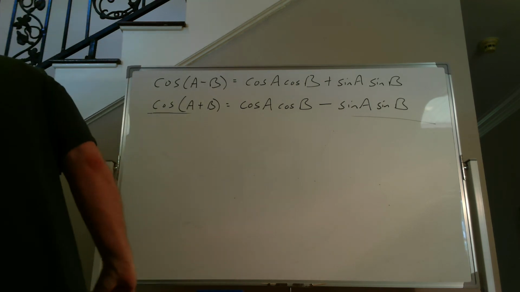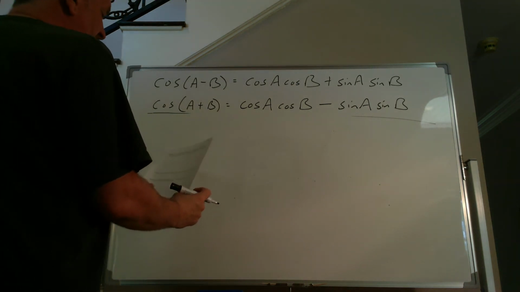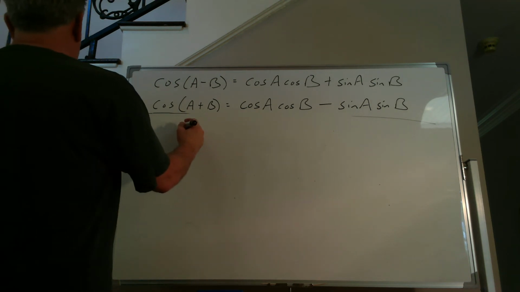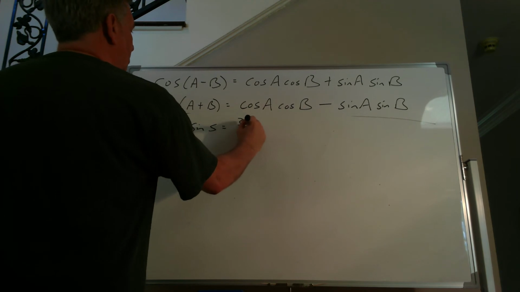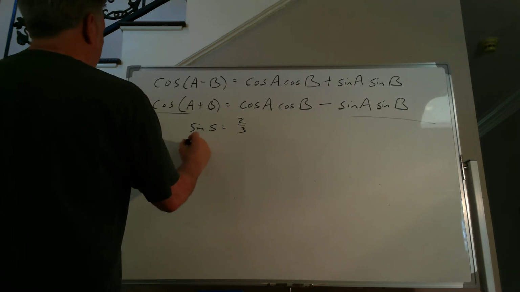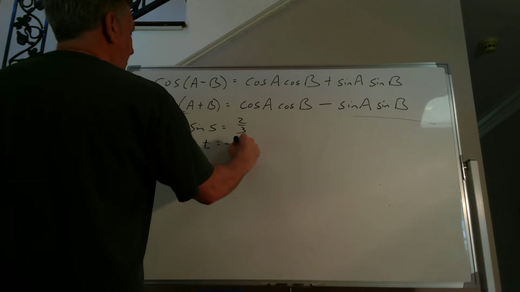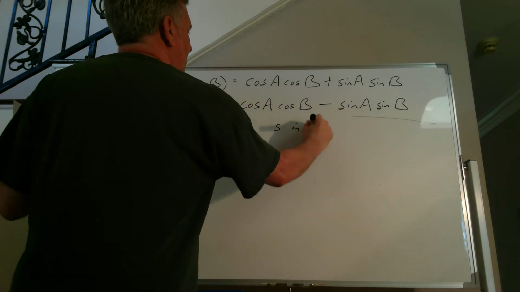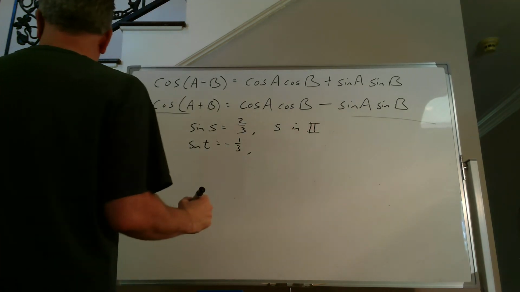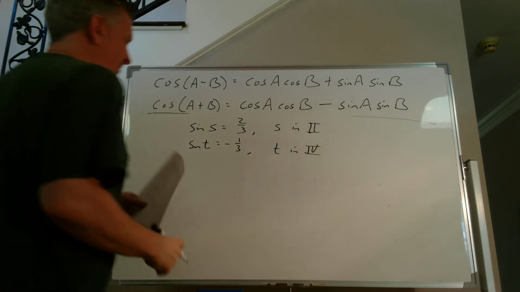Lastly, this example says, let me write down everything they tell us first. They say sine of angle S is 2/3. Sine of angle T is negative 1/3. Angle S is in the second quadrant. Angle T is in the fourth quadrant. Interesting.